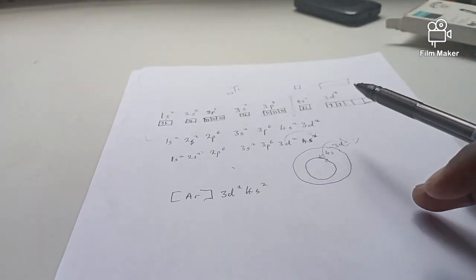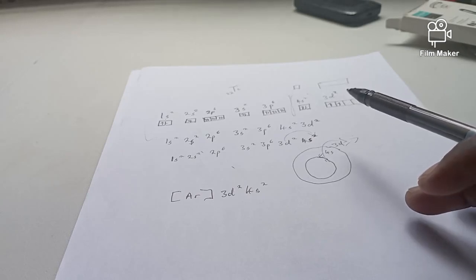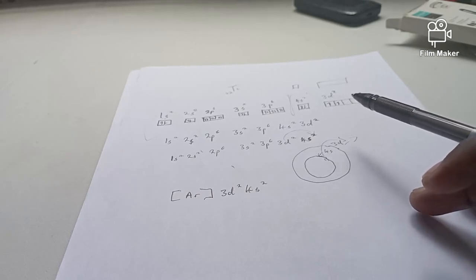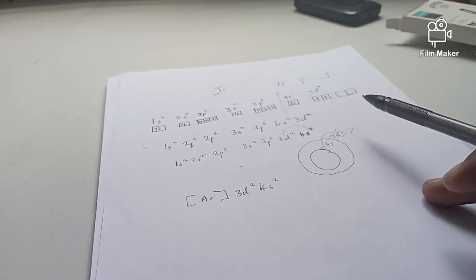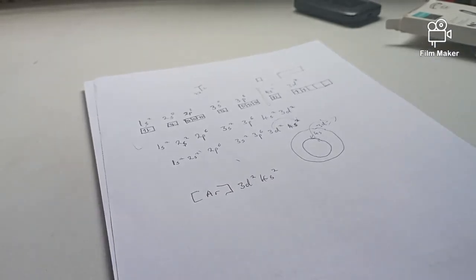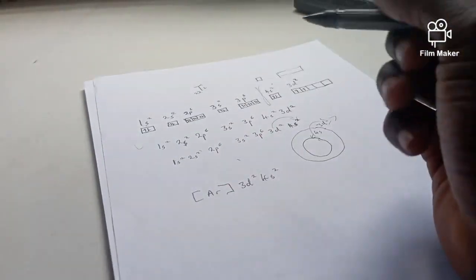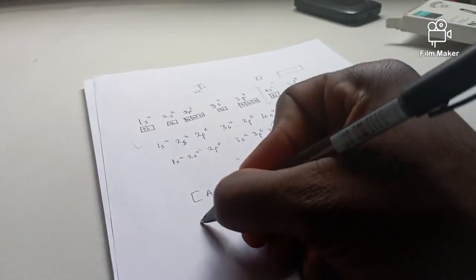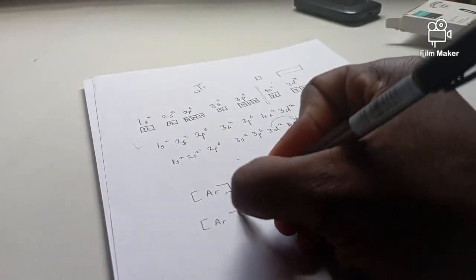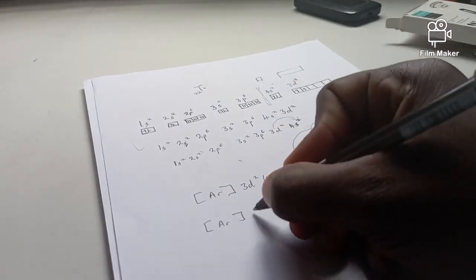Now you can try that for vanadium and manganese. Let me jump straight to chromium and copper. Chromium has 24 electrons. So this is 22.